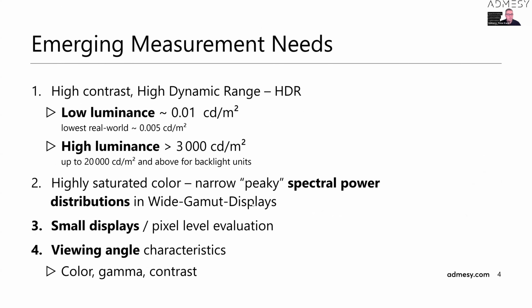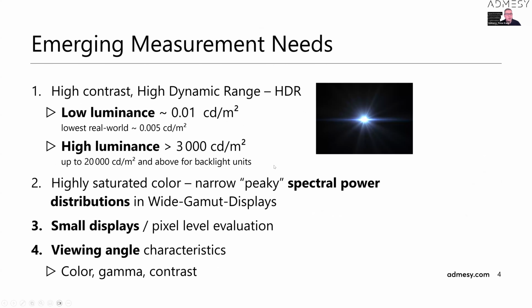And those new display technologies provide some advantages, especially that they have a very high dynamic range, very low luminance values, very high luminance on the other side they can achieve. And that can be a problem, or at least something you have to take care of when you need to measure that. And when we are talking about low luminance values, we are talking typically about 0.01 candela per square meter, or typical real world very low values are 0.005 candela per square meter.